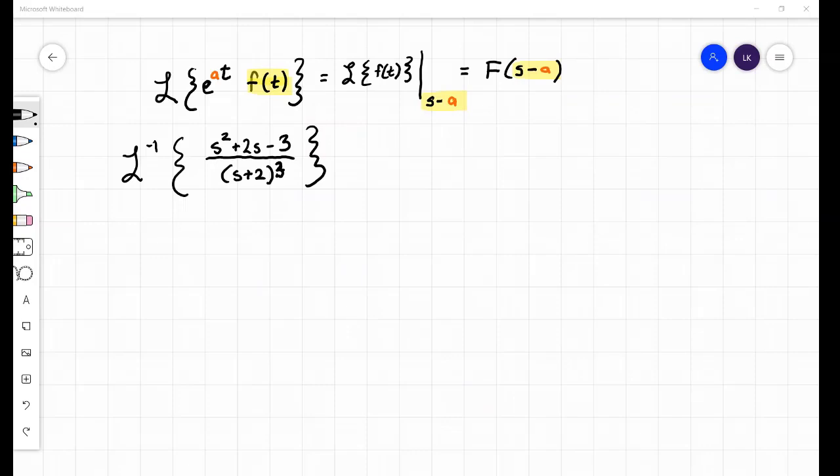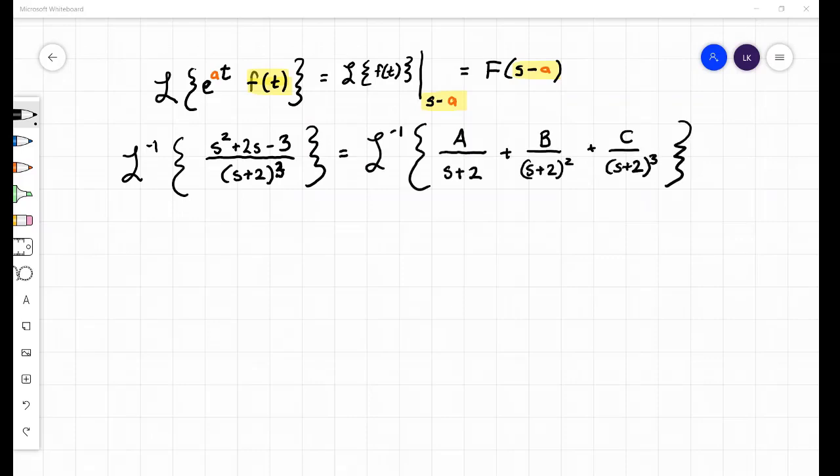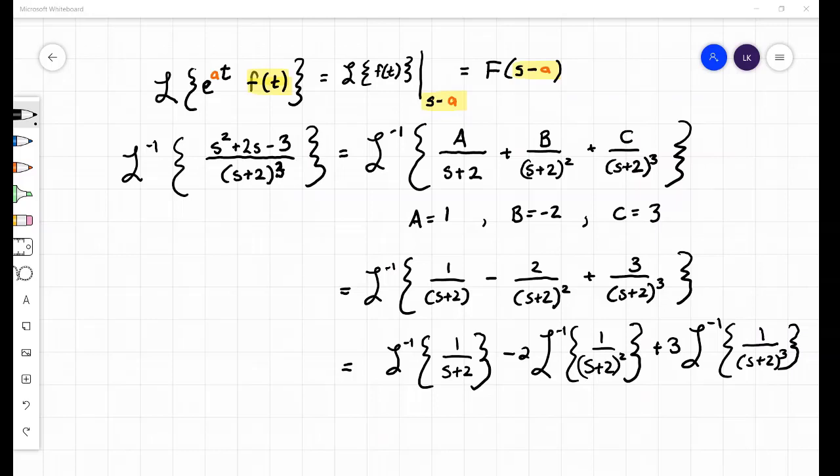We're going to do another example. Here we're finding the inverse Laplace transform of a rational function, the quadratic over s plus 2 cubed. Towards that end, we'll want to rewrite our rational function as a sum of simpler rational functions, so that's partial fractions decomposition. You can take a moment to compute the a, b, and c here. So I get a is 1, b is negative 2, c is 3. And then we can use the linearity of the inverse Laplace function.